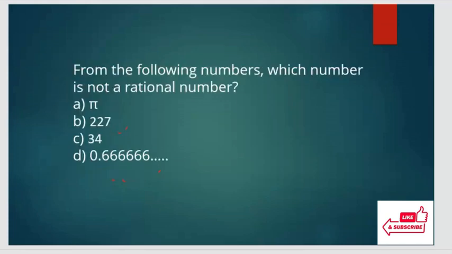Let's come to the next. From the following numbers, which number is not a rational number? You can find 22 by 7, 3 by 4, 0.666, and A is pi. So the question is not a rational number. Not a rational number means it should be an irrational number. So the answer is A.